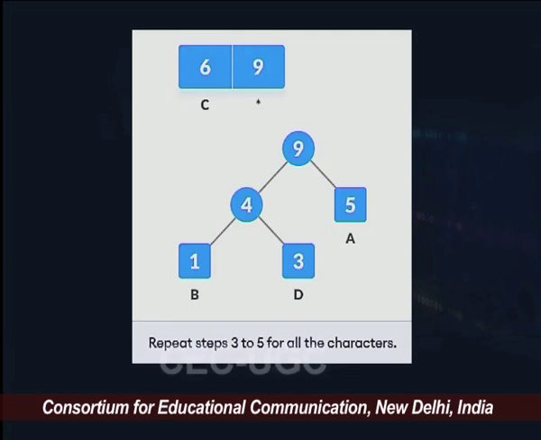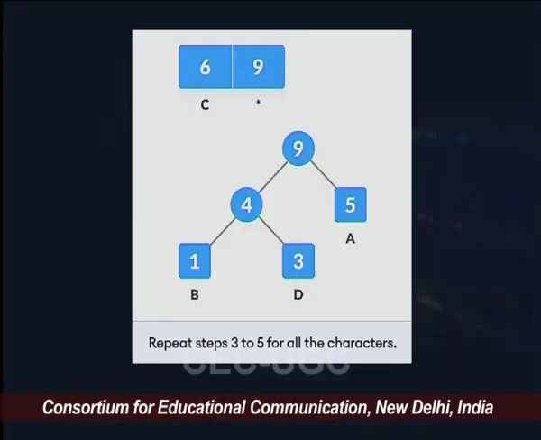Now we are left with two elements. One is the node denoted with a star, which has the value 9, and the other is C, having value 6. When we add these two nodes, C and this temporary node denoted by star, C is having value 6 and the star is having value 9. So C will be on the left side of the resultant tree and 9 will be on the right side of the resultant tree.